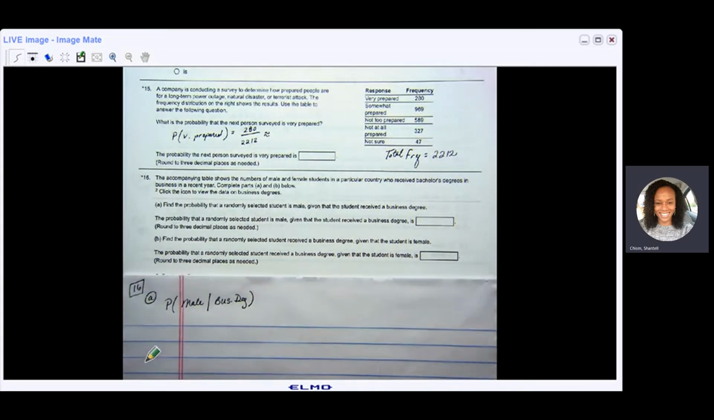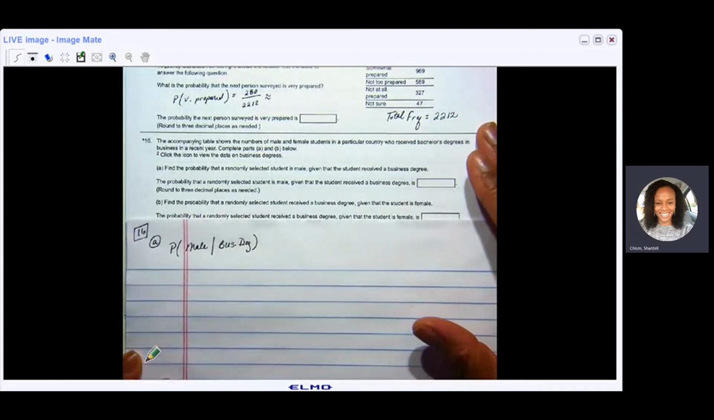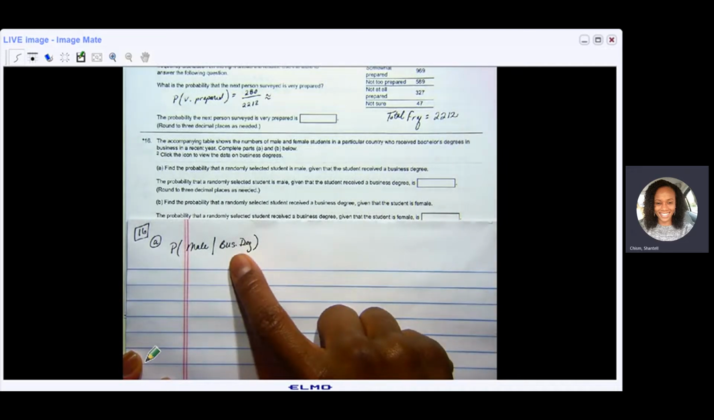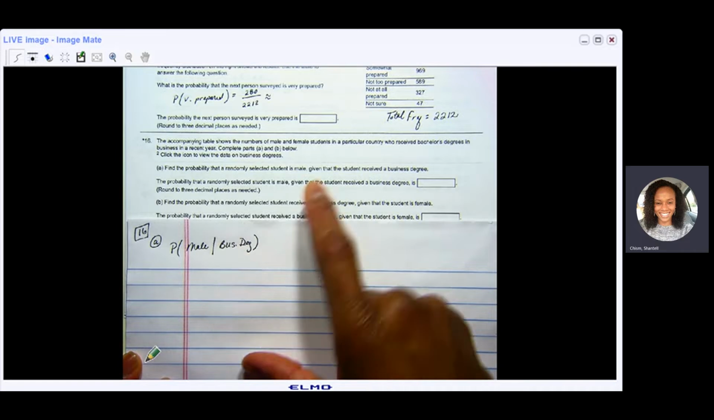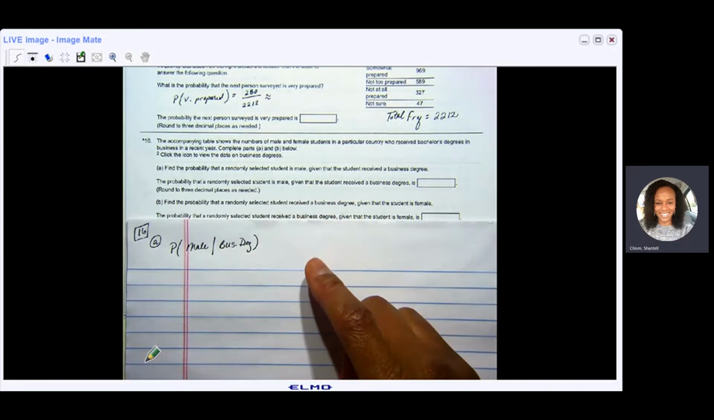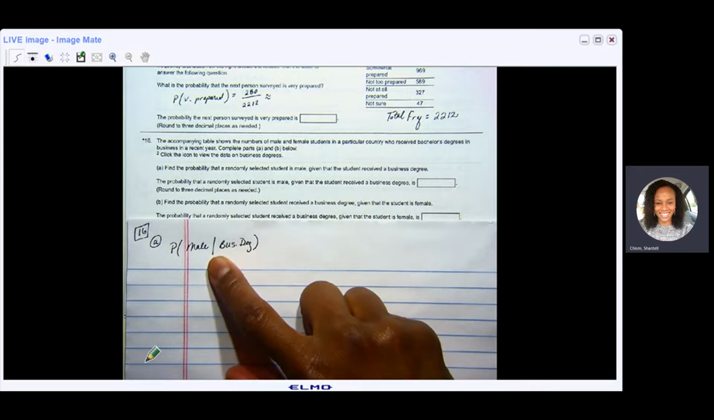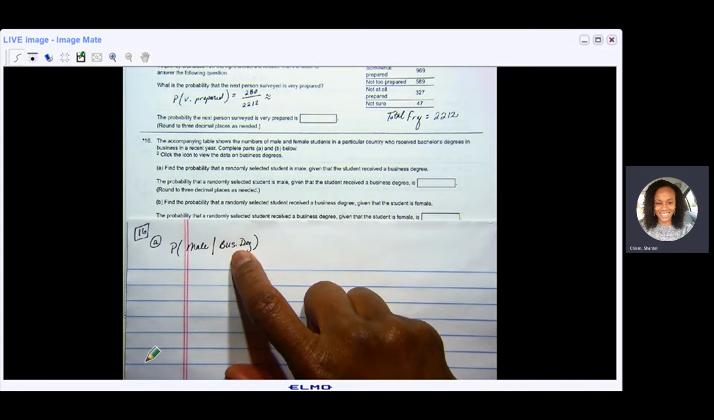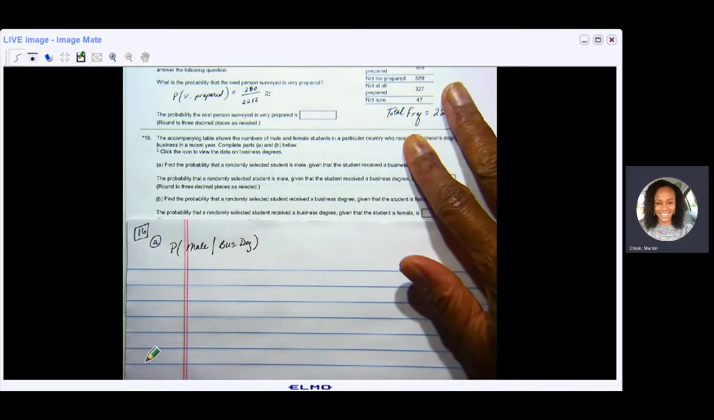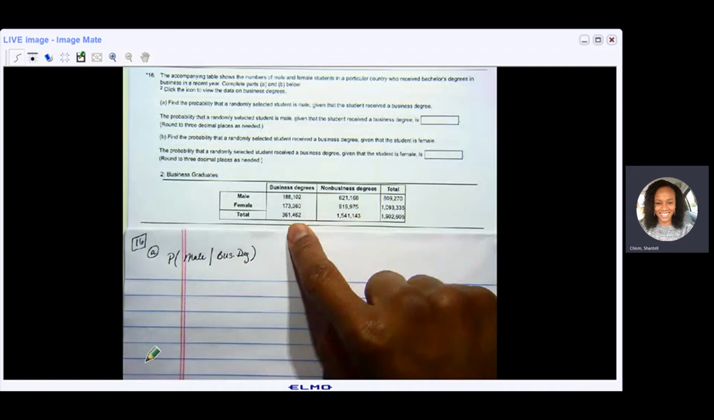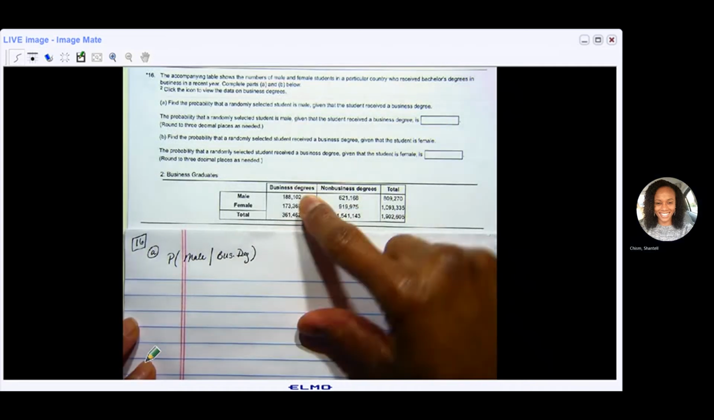And we looked at this one before, but I do remember some students struggling with it a little bit. So the given condition is what follows that bar, is what follows the given. That either will reduce your sample space by so many, or it will become your sample space. And in this case, it becomes our sample space because basically it's asking us to find the probability of randomly selecting a male given that they earned a business degree. So in other words, you would ask yourself, given all the students who earned a business degree, how many were male? That's how you have to answer that question, or how you have to determine that question. So given everybody that earned a business degree, how many were male?